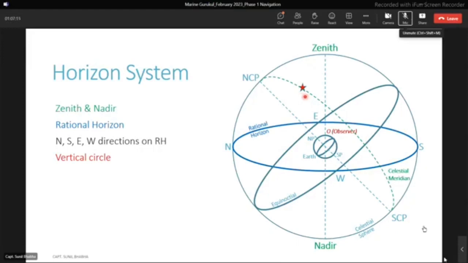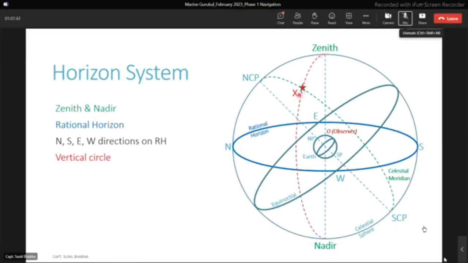Now to show or represent the vertical circle of this particular body, let me show you in the diagram. Let's mark this body as X. So we have the celestial body, the red color star which you see labeled as X. Now let me draw the vertical circle passing through this particular celestial body.